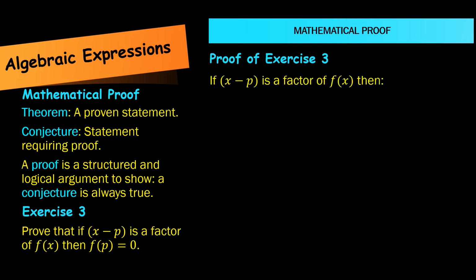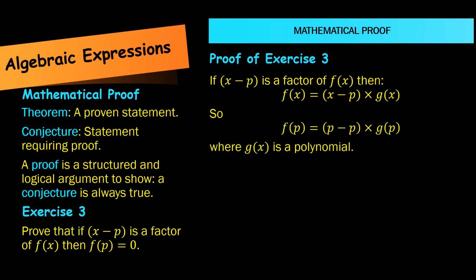If x minus p is a factor of f of x, then we can express f of x as x minus p times g of x, which is another polynomial. Now, if we plug in x equals p into this, we obtain f of p equals p minus p times g of p.